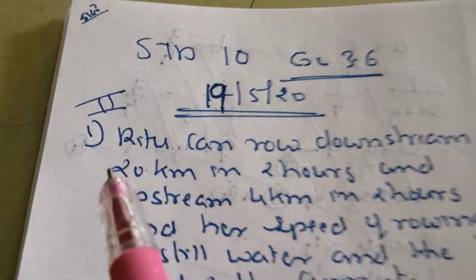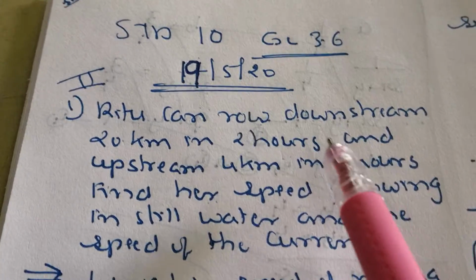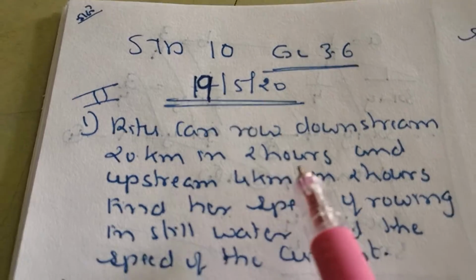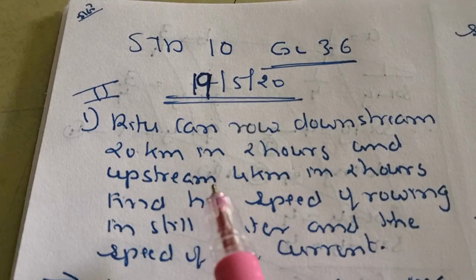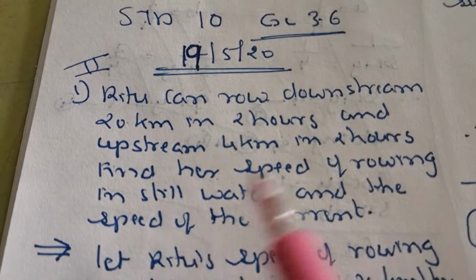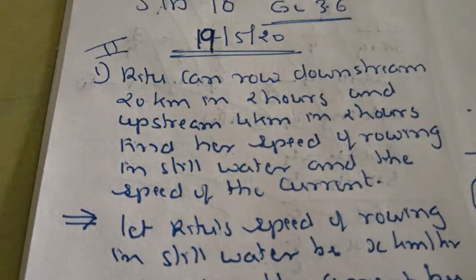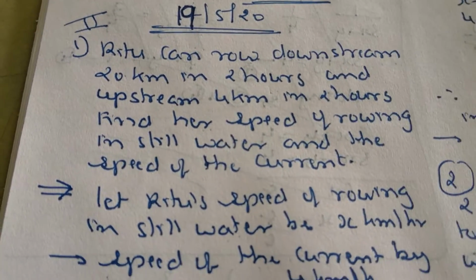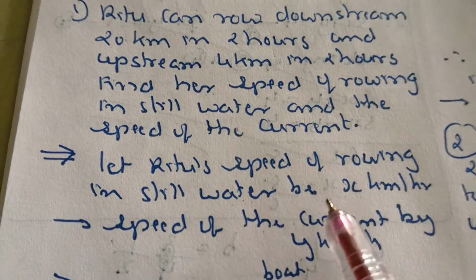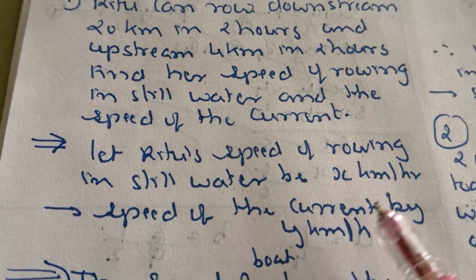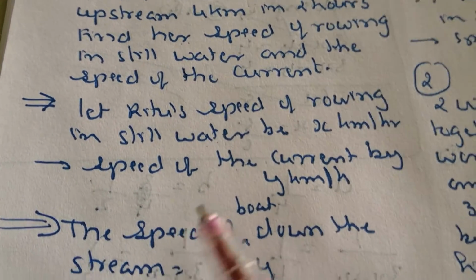Question number 2, question 1. Ritu can row downstream 20 kilometers in 2 hours and upstream 4 kilometers in 2 hours. Find the speed of rowing in still water and the speed of the current. Now we are going to assume, let Ritu's speed of rowing in still water be x kilometers per hour and speed of current be y kilometers per hour.